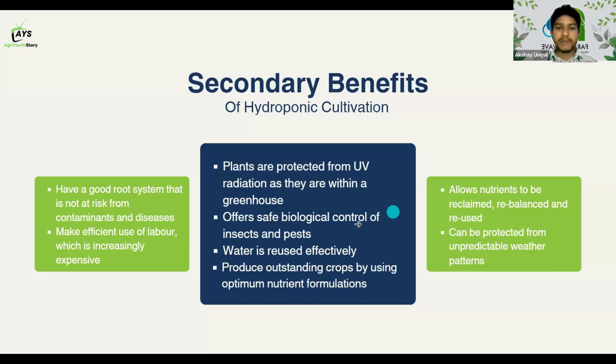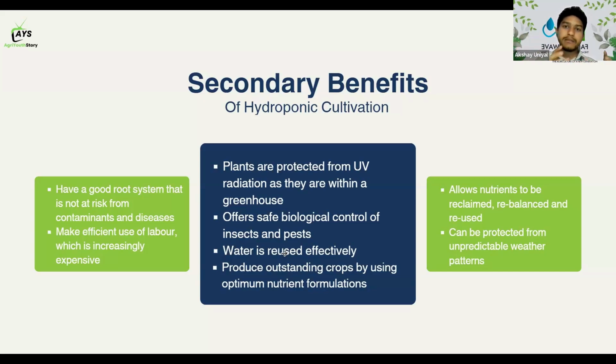Now it offers a safe biological control of insects and pests. I think a lot of you might already know that organic control of pests and diseases is a very big challenge. We advocate it a lot, the government advocates it a lot, but in open fields there are so many types of pests and diseases that it becomes very hard to practically follow organic practices, because a variety of pests and diseases attack the plants at the same time.